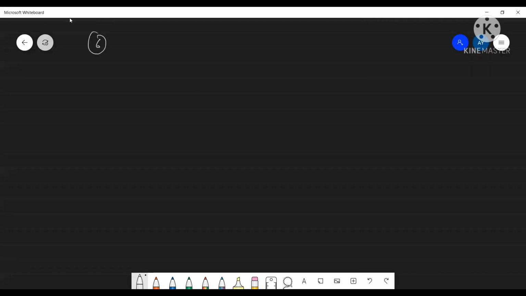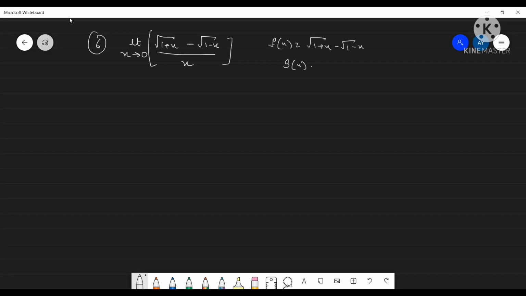Limit x tends to 0, (root(1 + x) − root(1 − x)) / x. Now we have to find the limit for this. So how will you find it? Let f of x be the numerator, root(1 + x) minus root(1 − x), and g of x equals x. If you apply the limit, this becomes root 1 minus root 1. So this is in the form of 0 by 0.